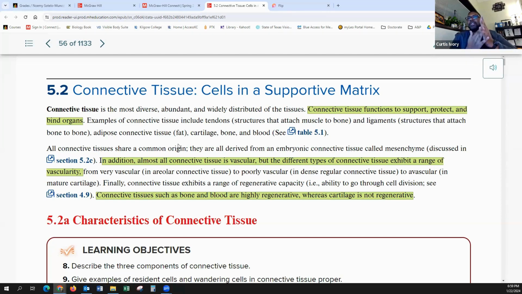In addition to that, connective tissues are typically vascular, but some different tissues of connective tissue exhibit a range of vascularity. Connective tissues such as bones and blood are very highly regenerative. You are typically making about 3 million blood cells per second. So some are very, very rapid. Your bones right now are breaking down and building back up constantly because you're needing calcium. And when you've got enough calcium, it builds back up. So you are constantly building and breaking down your body. Some tissues are very highly regenerative.